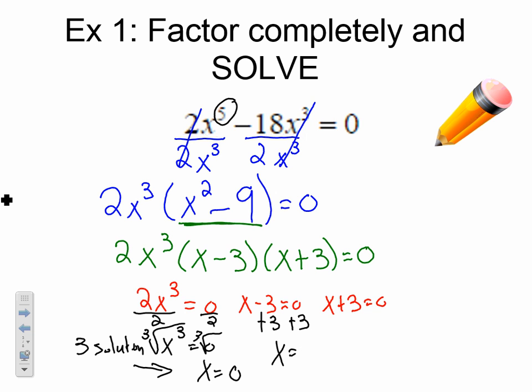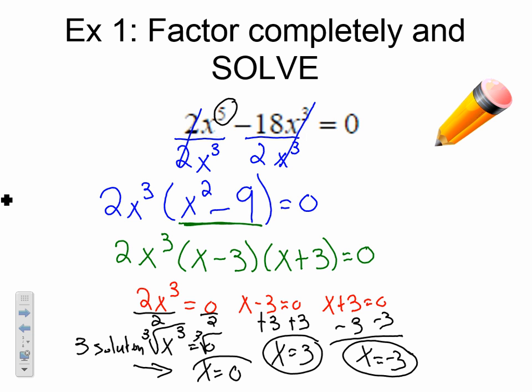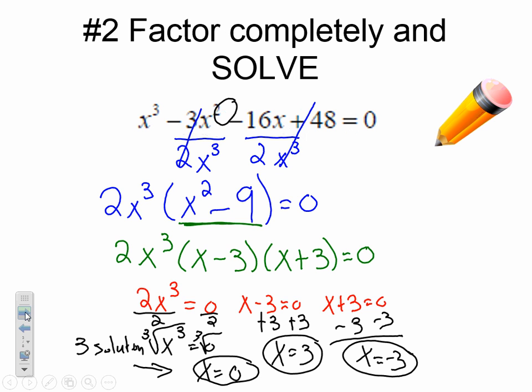So that's 3 solutions. This one we're going to add 3. So x equals 3. There's 4. Minus 3, so x equals negative 3. There's all 5 of our solutions. All right, moving on to example number 2.